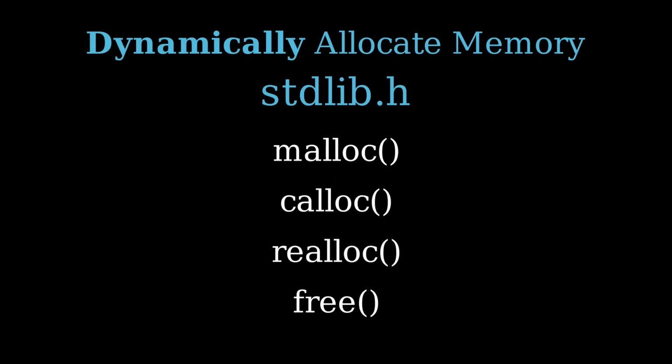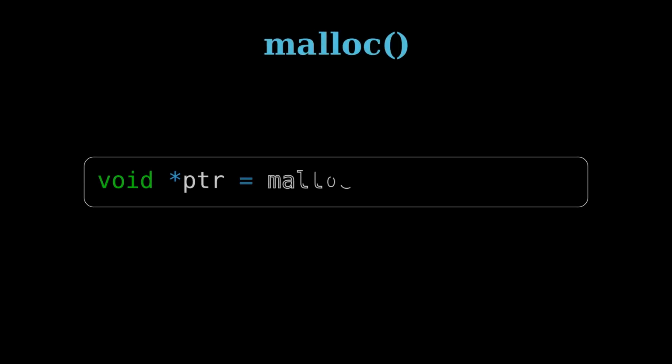Here we have our 4 functions to perform this task. Let's first talk about malloc. Malloc is the most commonly used function for dynamic memory allocation, and we set a void pointer equal to it. This pointer points to the beginning of the allocated memory. Malloc also takes as a parameter the size in bytes that we need for our buffer.